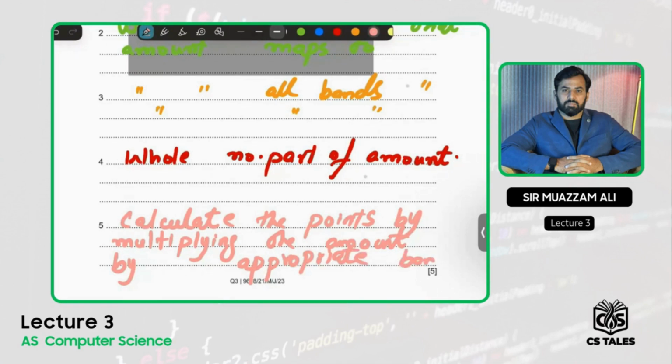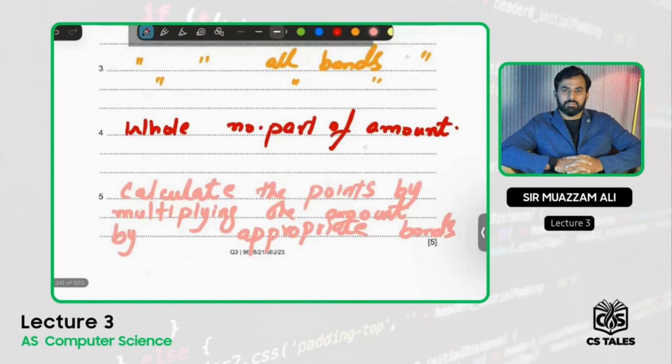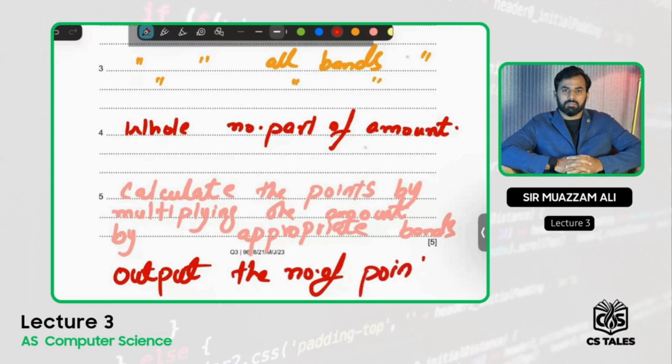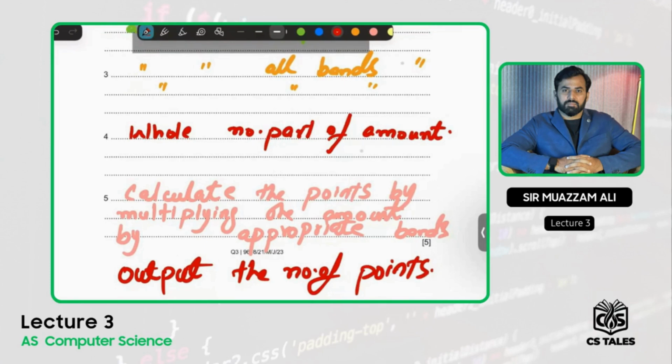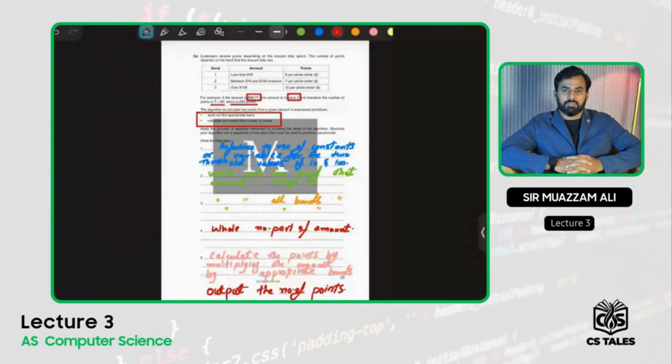Bands. And then last, you can say that output the number. Output the number of points. So this is a brief question in which we see the things.